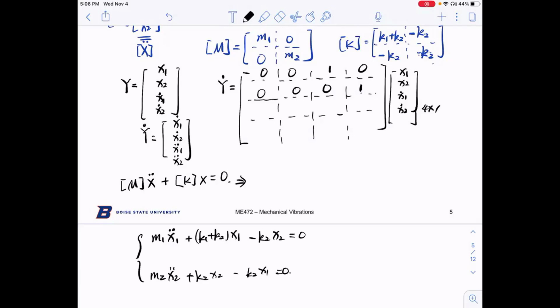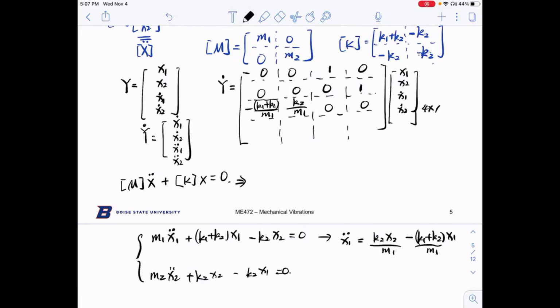So from these equations, you can describe your x1 double dot in terms of your state variable. It's just k2 x2 minus (k1 plus k2) x1 divided by m1. And then you just copy and paste all these coefficients back into a matrix. So your coefficient for x1 is minus (k1 plus k2) divided by m1, and then the second one is positive k2 over m1. And then all the other terms are just 0 because we have no damping.